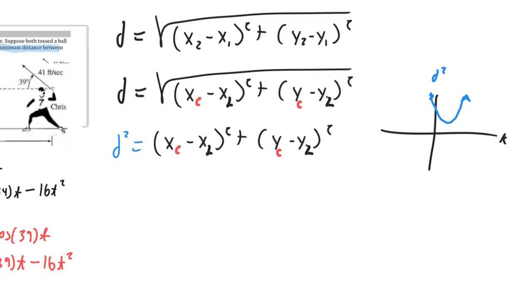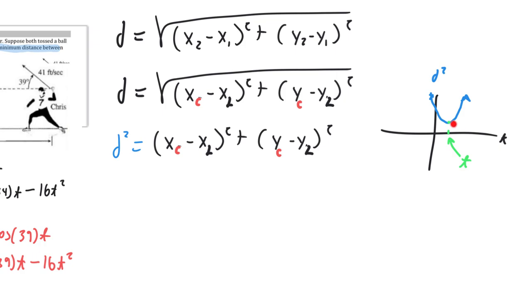And importantly, this vertex corresponds with that very special value of t where the distance is minimized. Okay, the distance between the balls is minimized. Now, this is d squared. Now, you could actually find the y coordinate of the vertex and take the square root of it, and that will give you the minimum distance. Okay, so that's something to take into account.